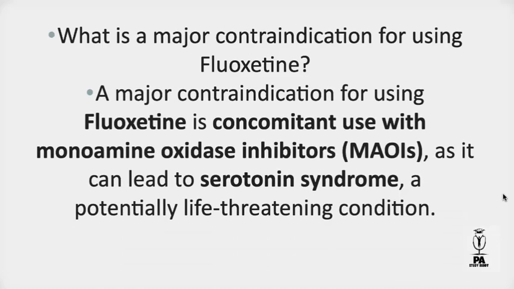What is the major contraindication for using fluoxetine? The major contraindication for using fluoxetine is concomitant use with monoamine oxidase inhibitors, as it can lead to serotonin syndrome, a potentially life-threatening condition. Fluoxetine and MAOIs should not be taken together.